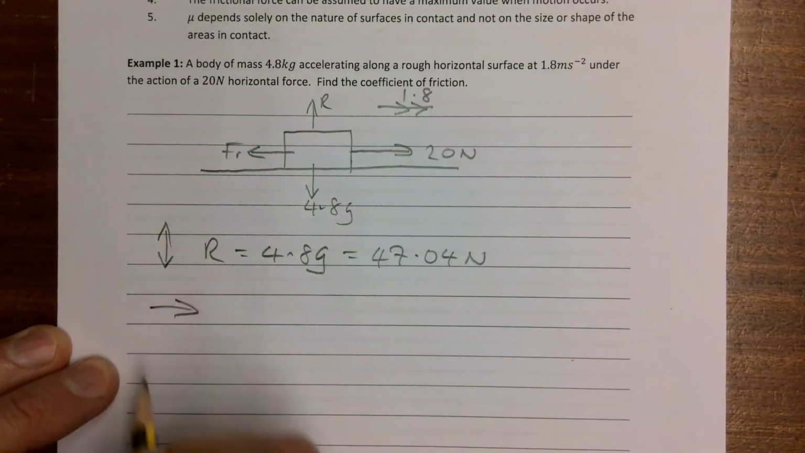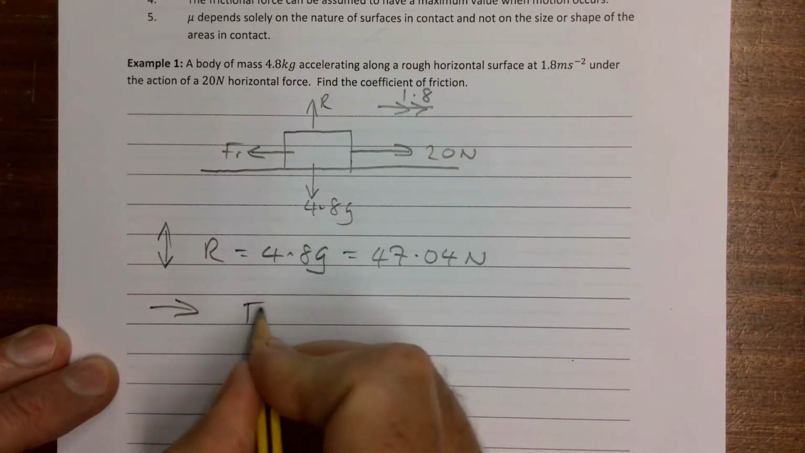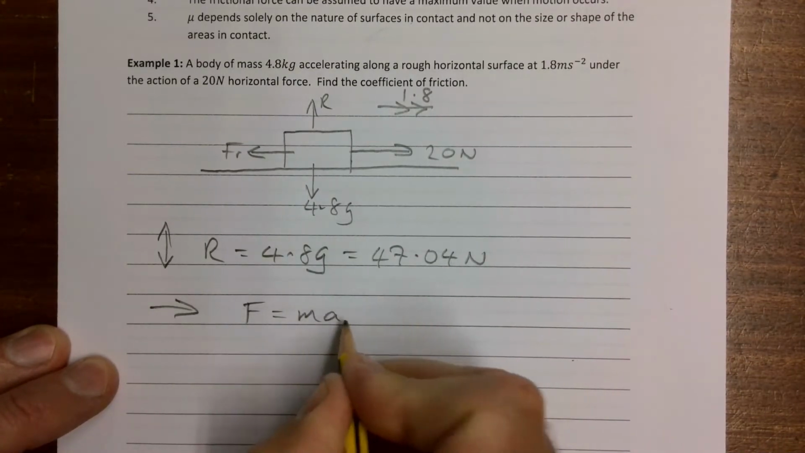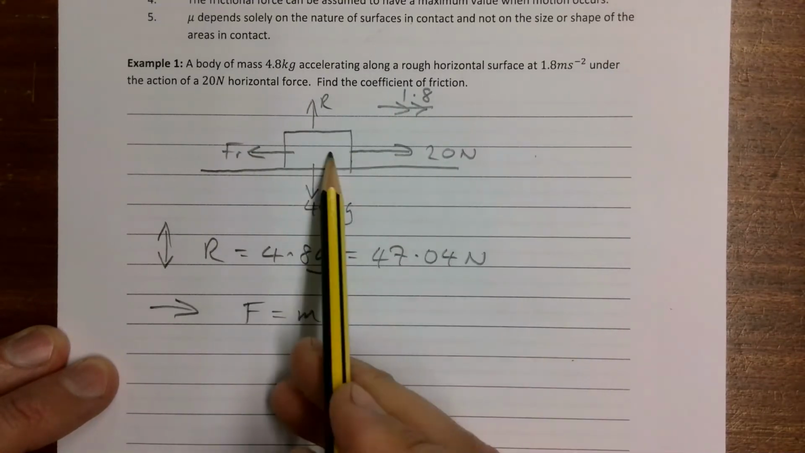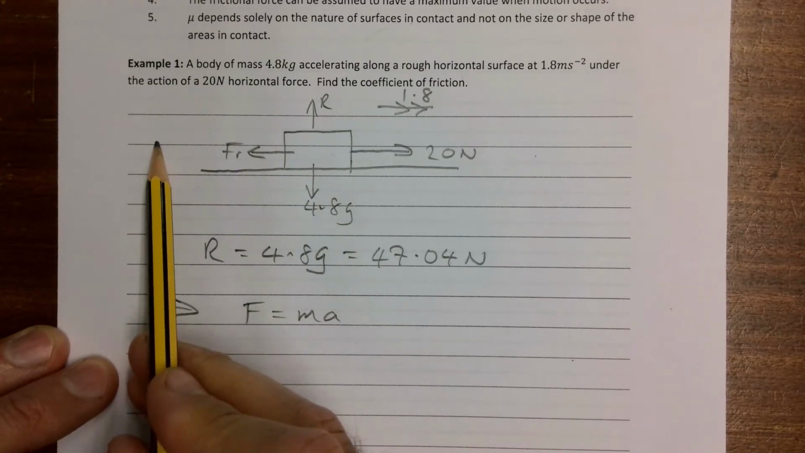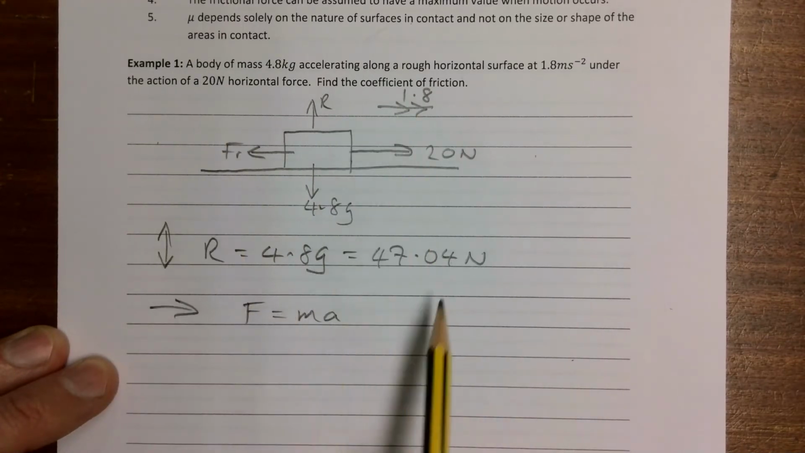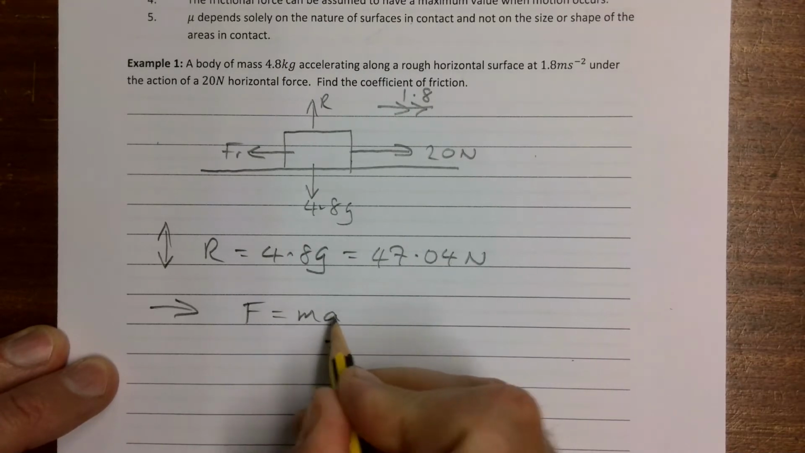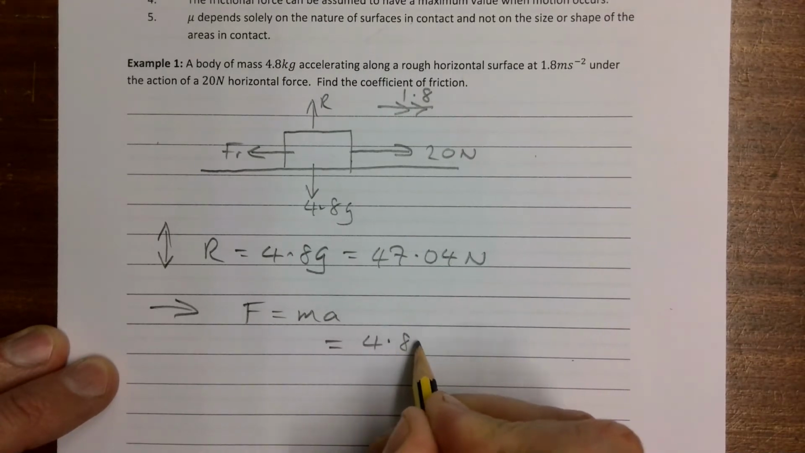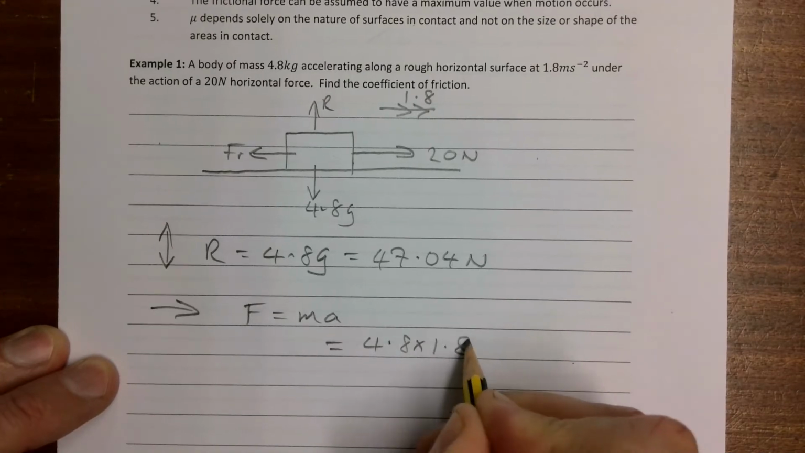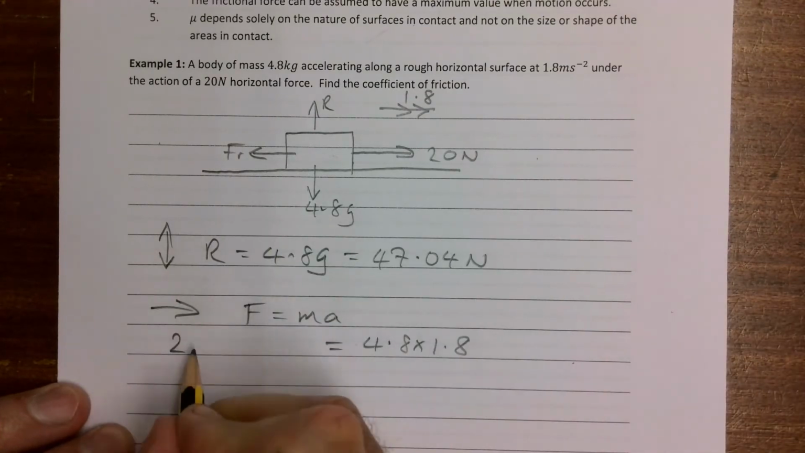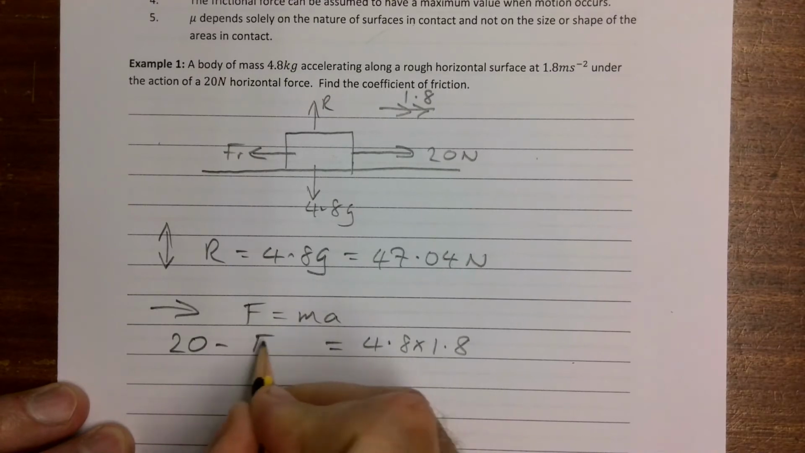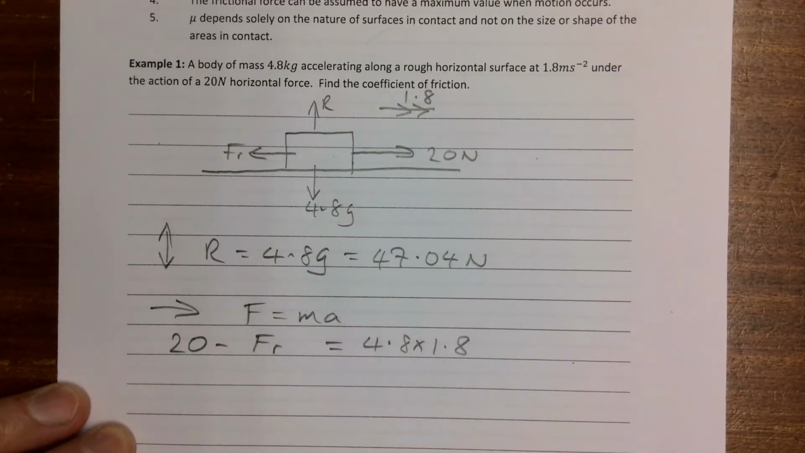Going this way, we have acceleration, so we use F equals ma. Again, I say this all the time: if it's in equilibrium, everything going this way equals everything going this way. It's not in equilibrium because there's acceleration, so we use F equals ma. 4.8 times 1.8. We're given both of those pieces of information. That's not normally the case, but that's okay. And what forces do we have? What's making it accelerate? The 20 newtons, and then take away the friction.